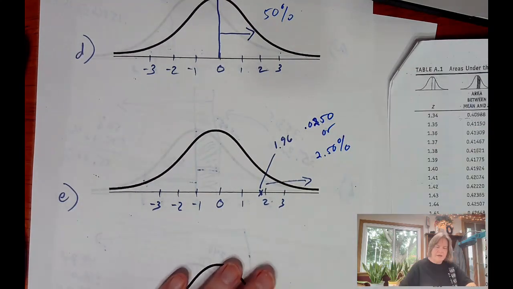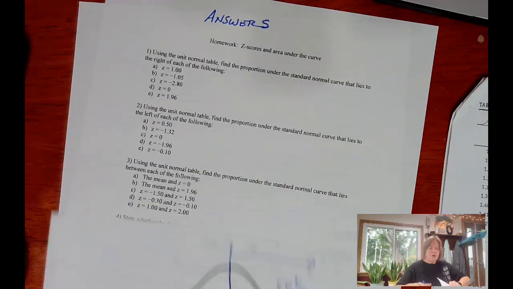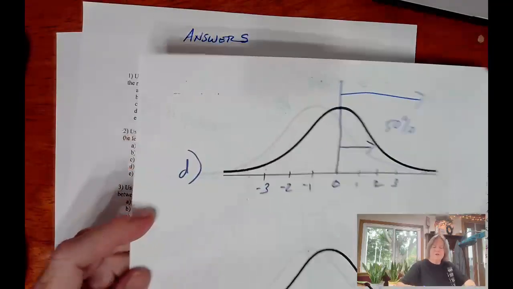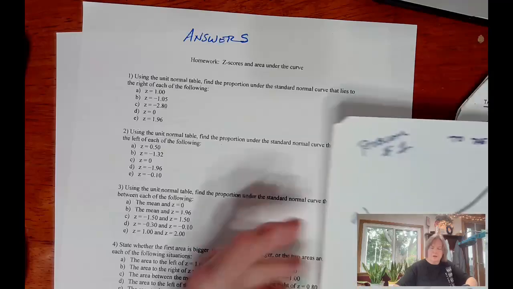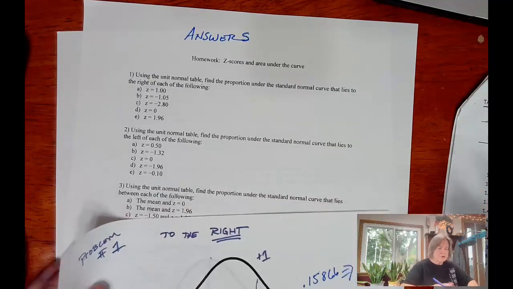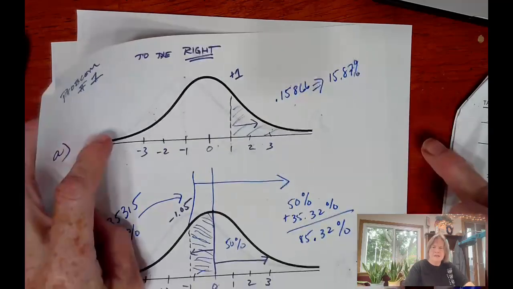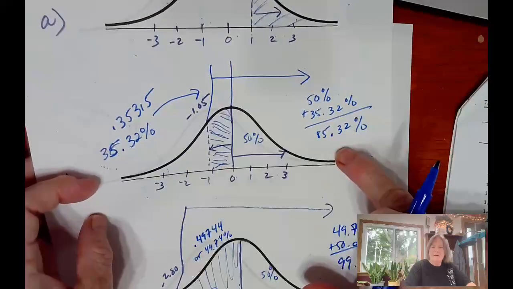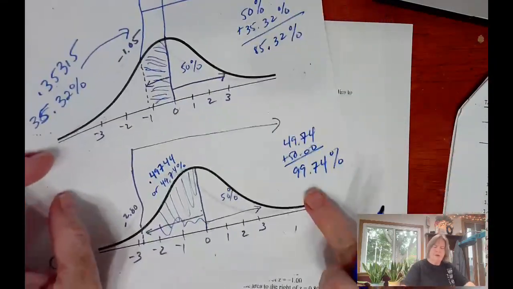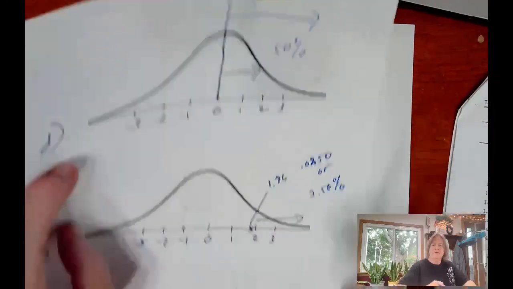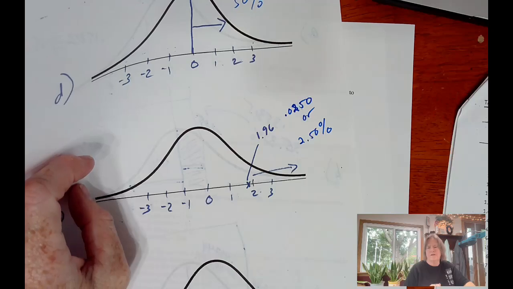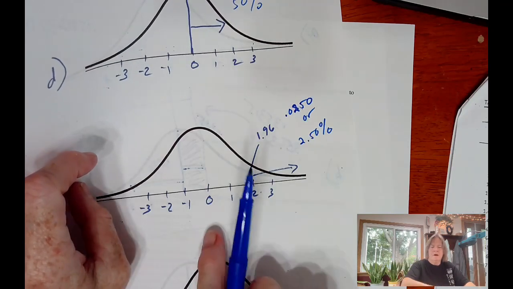All right, so that is all of them. You don't need to fill them in on here, but you've got to show where you got your work at some point if you want help. So the answers for this would be 15.87, 85.32, 99.74, 50%, and 2.5%. Okay, that's number 1.